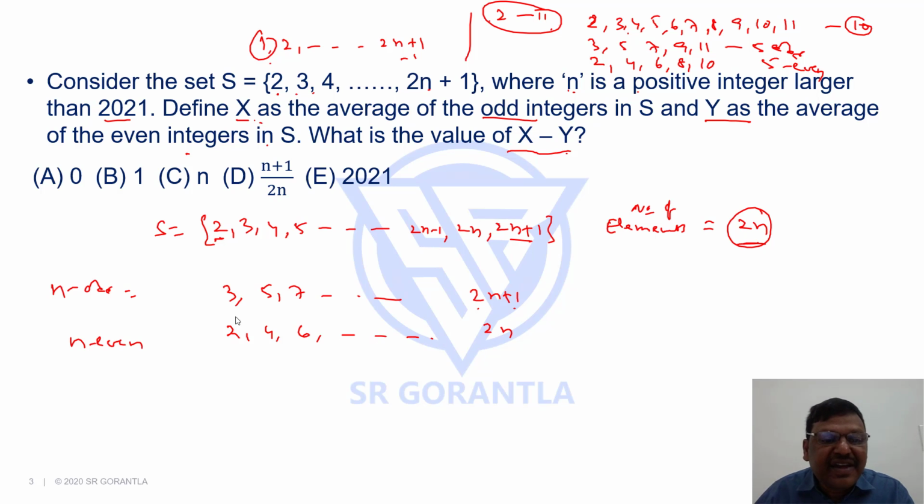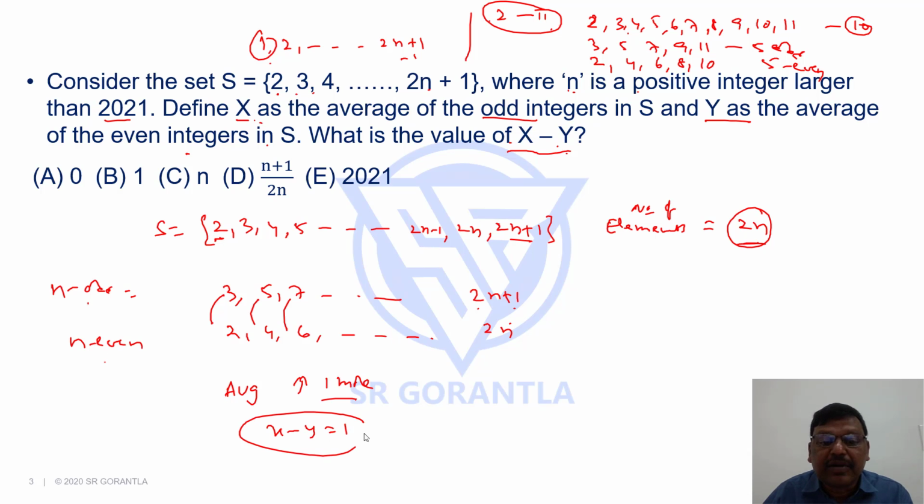If you observe, each odd number is one more than the corresponding even number. When each number is one more, the average also will be one more, we can say. So you are asking the difference between x and y, where x happens to be the average of odd numbers and y the average of even numbers. So x minus y is 1, my answer. The reason is when each odd number is one more than the corresponding even number, the average will be one more. To make this point a little more clear, we'll take this example.